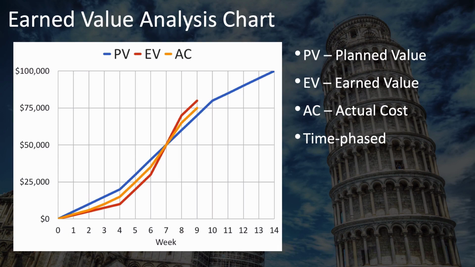Earned value analysis is covered in much more depth in separate lessons, but here you can see that the earned value is less than the planned value, which tells you you're behind schedule. You haven't gotten as much done as you'd planned. And you can also see that the actual cost is greater than the earned value, which tells you that this project is also over budget. It's costing more to complete the work than you'd planned.